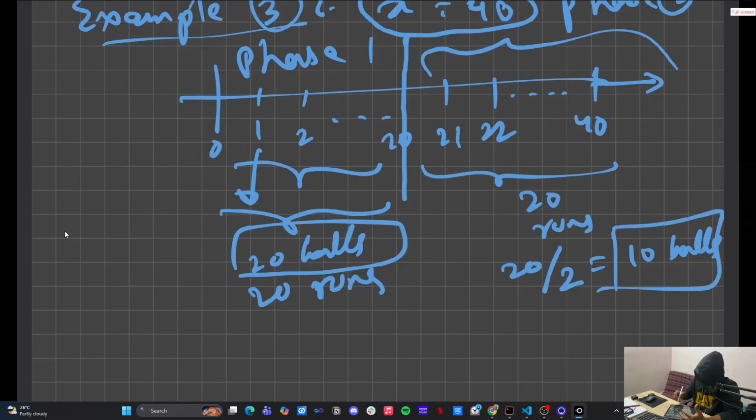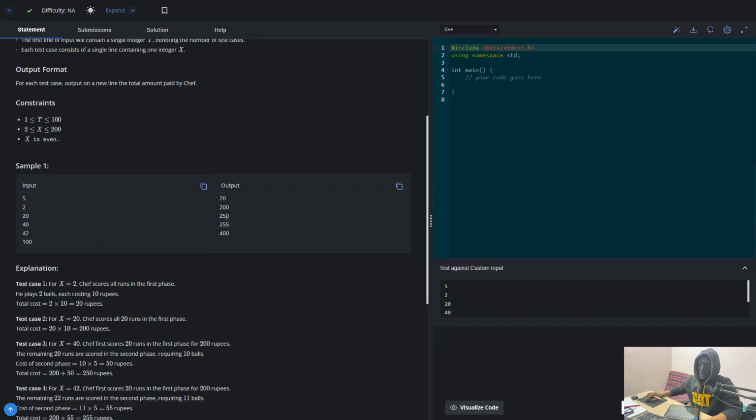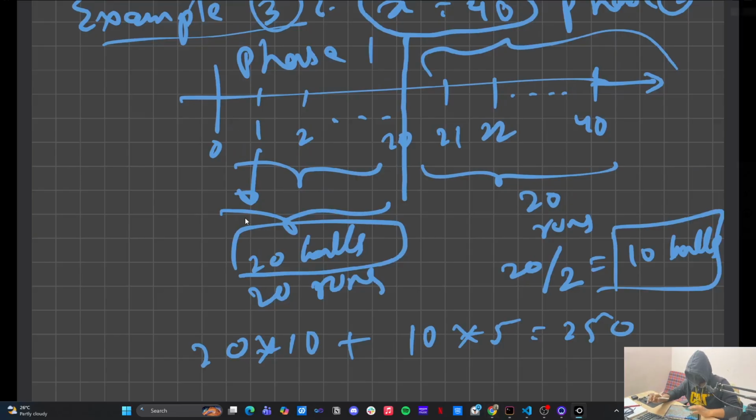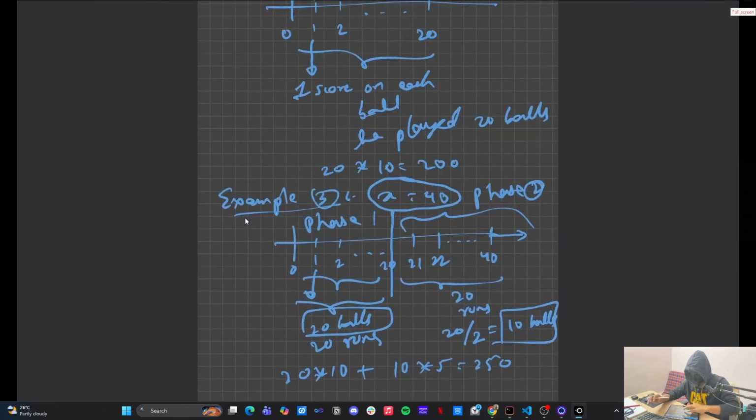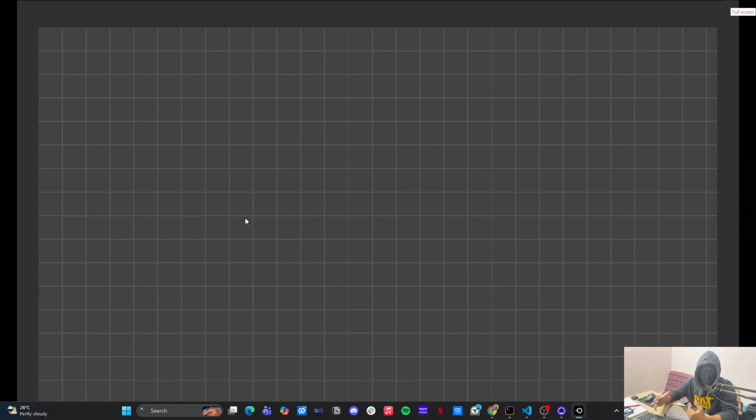So in phase 1 each ball costs 10 rupees, and in phase 2 each ball is 5 rupees. So it's like 250, right? Let's see the answer. Yeah, 250. So I think you guys are understanding. So based on score, we need to find out how many phases he played. If he has played only one phase, the total cost should be x into 10.